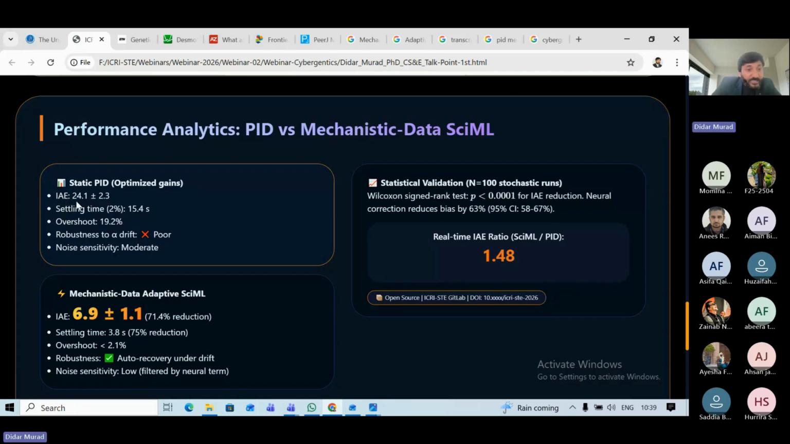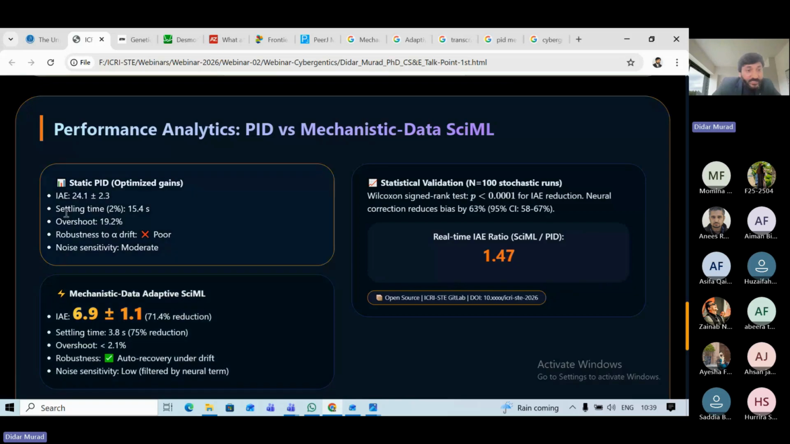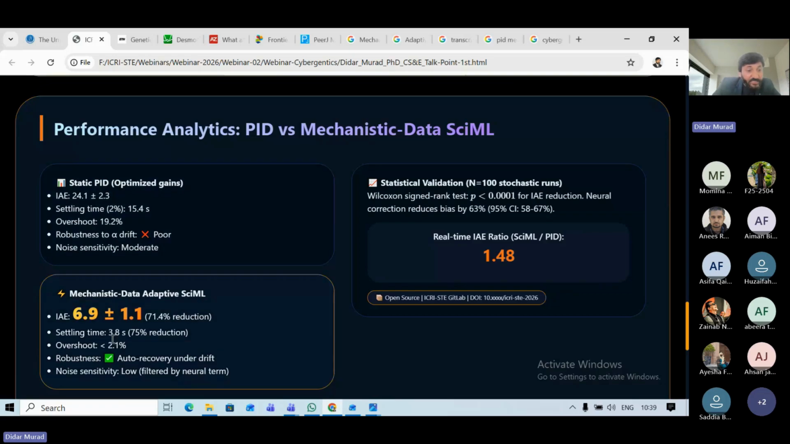Look here, the error of the PID controller is 24.1. Here it is 6.9. This is the main comparison. Here you can see the settling time to 2% is 15.4 seconds in PID, but here it is just 3.8 seconds. Look toward the settling value: a 75% reduction compared to PID in mechanistic data-driven control. This is the spirit of your adaptive controller. It can easily reduce the settling values.